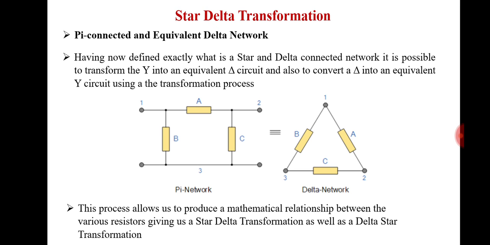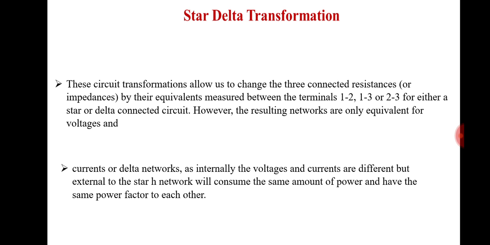Now pi connected. Having now defined exactly what is a star and delta connected network, it is possible to transform the star into an equivalent delta connected circuit and also to convert a delta into an equivalent star circuit using the transformation process. Here we see the delta connected and pi connected. This process allows us to produce a mathematical relationship between the various resistors, giving us a star delta transformation as well as a delta star transformation.